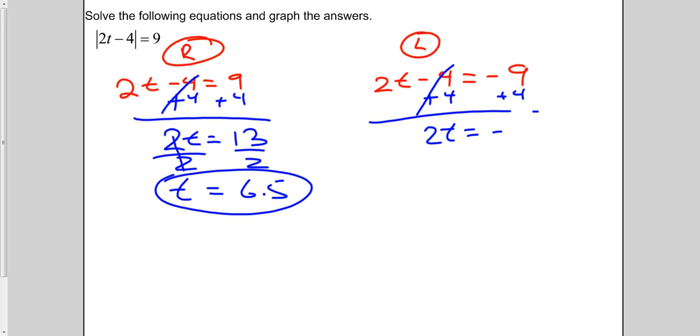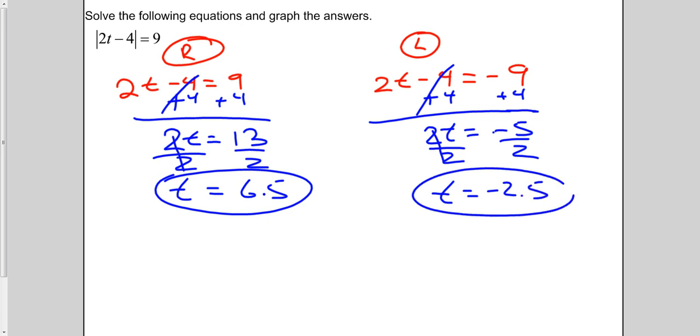Mistake. Oh, I found it. Okay, so I have minus 9 plus 4. That's going to give me minus 5. I'm going to divide by 2, and I get t is equal to minus 2.5. So I got my 2 answers.